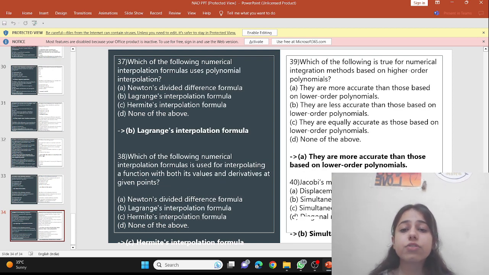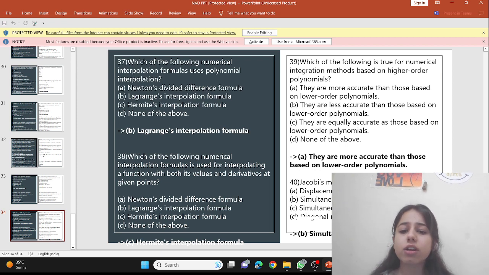Our 37th question: which of the following numerical interpolation formulas uses polynomial interpolation? Newton's divided difference formula is not used for polynomial interpolation. Lagrange's interpolation formula, yes, it is used. Hermite's, no, it is not used. So the correct option is B, Lagrange's interpolation formula.